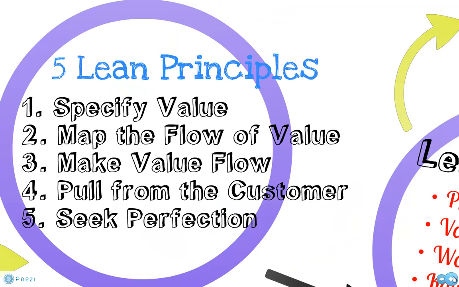Activities and tools in Lean are all based on 5 principles. The first is to specify value from the customer's perspective. The second is to map the flow of value. The third is to make value flow by eliminating waste in a value stream. The fourth is to pull from the customer in responding to customer demand. The fifth and final is to seek perfection, recognizing that processes must continuously improve.